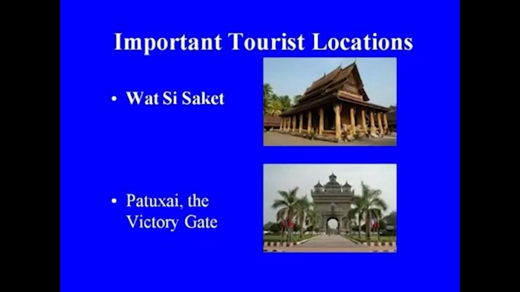The first is Wat Sai Saket, which is a Buddha temple, and it is close to the Vientiane capital center. The next important tourist location is Patusai, that is the Victory Gate. This is a monument which the Laos DPR government has built in commemorating its independence from the French authorities in the year 1975, and it is also close to the National Assembly Council building of the country.